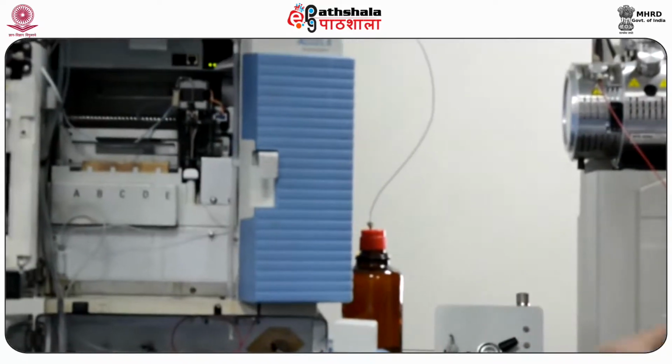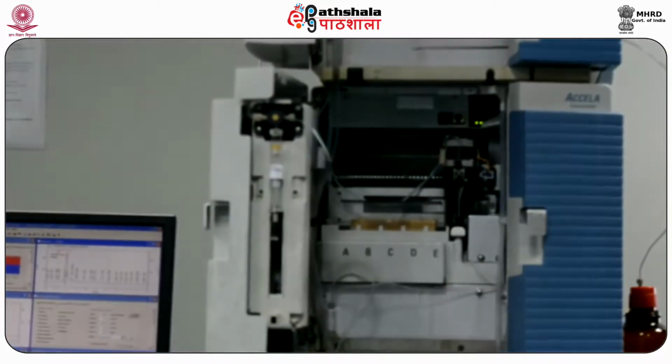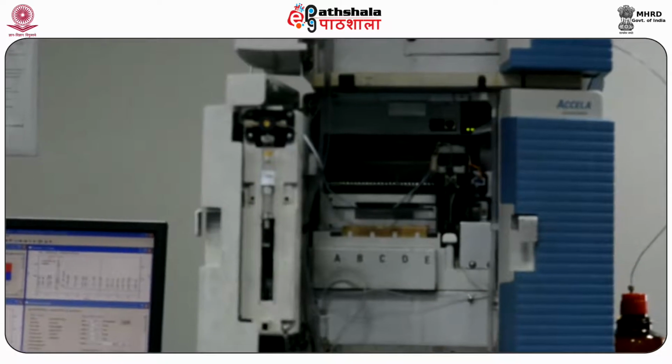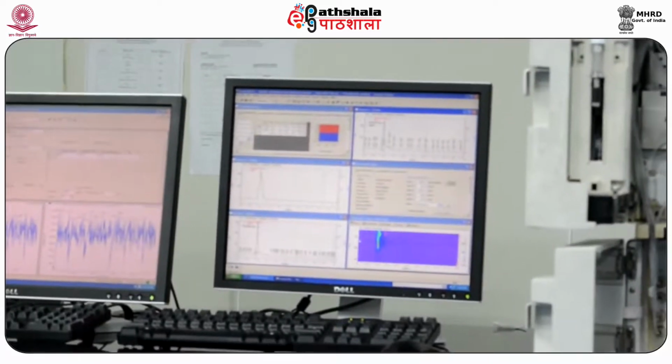Right now it is going to the drain, but when required, we connect it with this assembly so that it is fed into the mass analyzer for direct analysis of the eluent coming through. It gives both UV data as well as mass data.